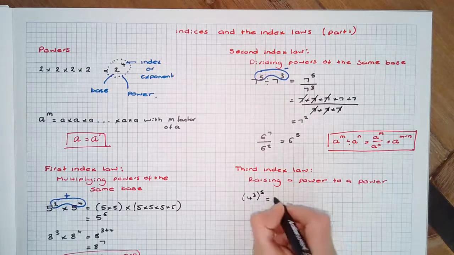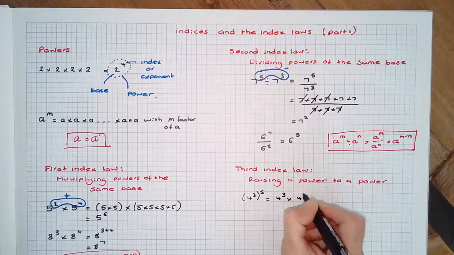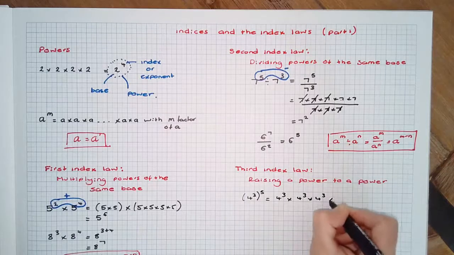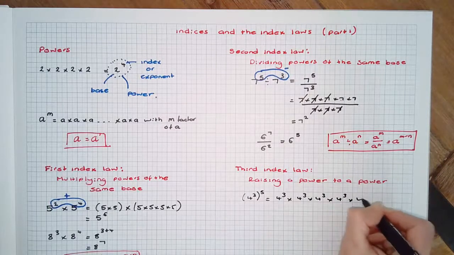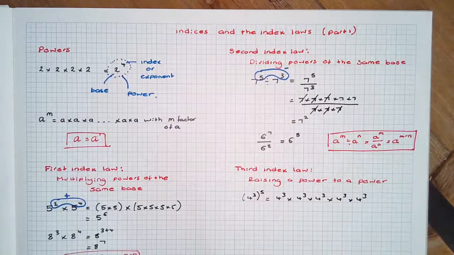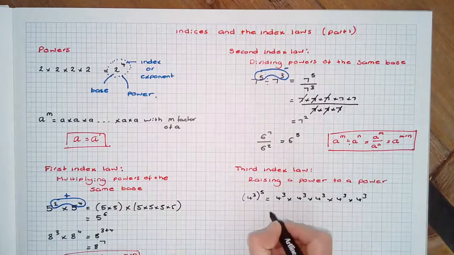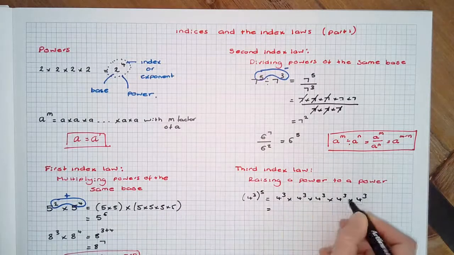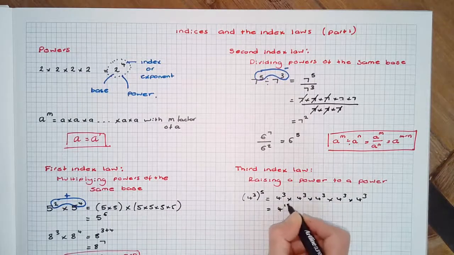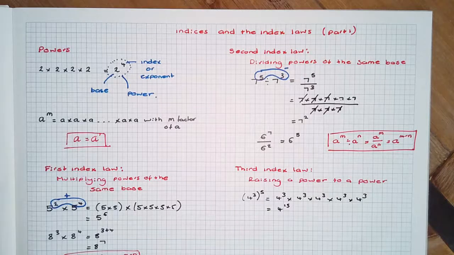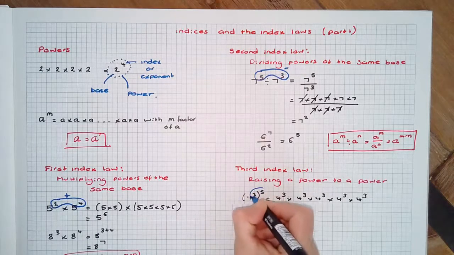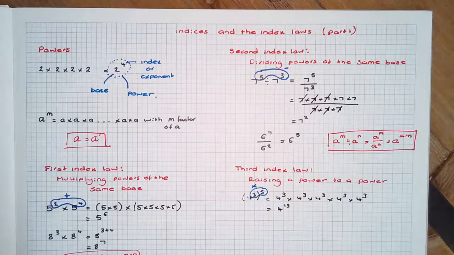Well, this is like 4 to the power of 3 times 4 to the power of 3 times 4 to the power of 3 times 4 to the power of 3 times 4 to the power of 3. That is, we've got 5 sets. Now, relying on what we did in our first index law, we can simply add the powers. 3, 6, 9, 12, 15. Notice here that it is the same as if we multiplied the powers.